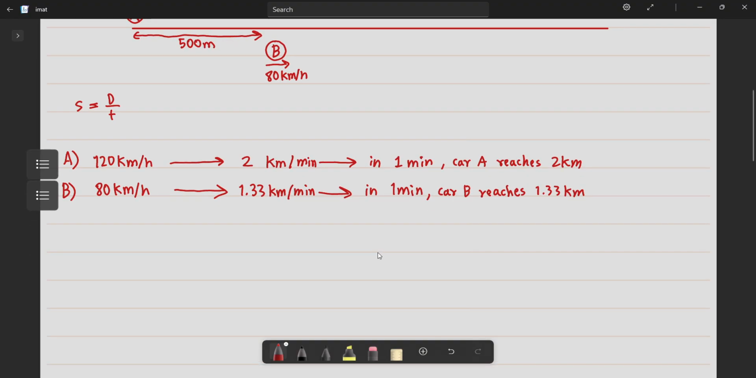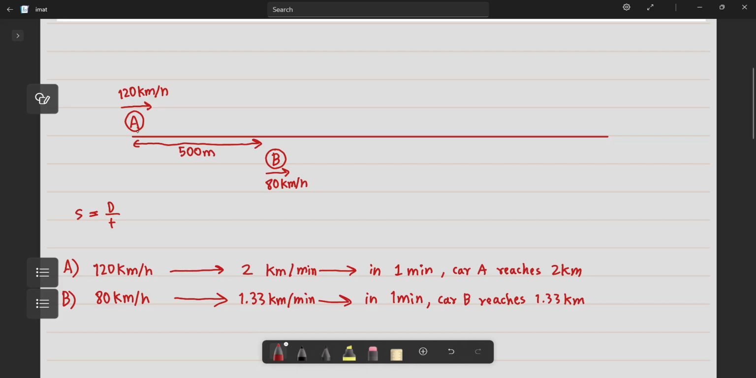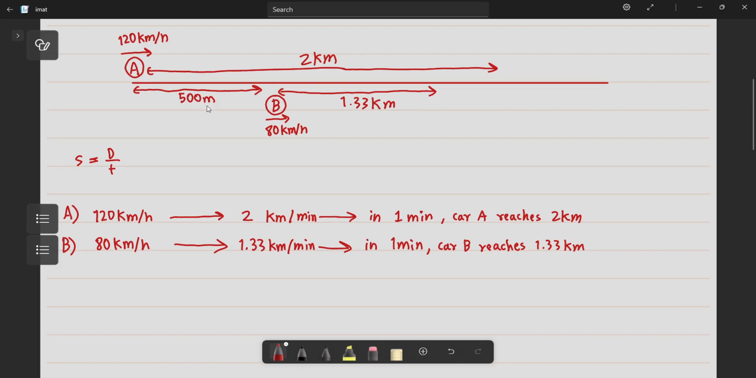Okay, so now we can draw this distance over here. For car A, it has reached a certain distance, we can say, around 2 kilometers. And whereas for B, we just have only up to 1.33 kilometers.